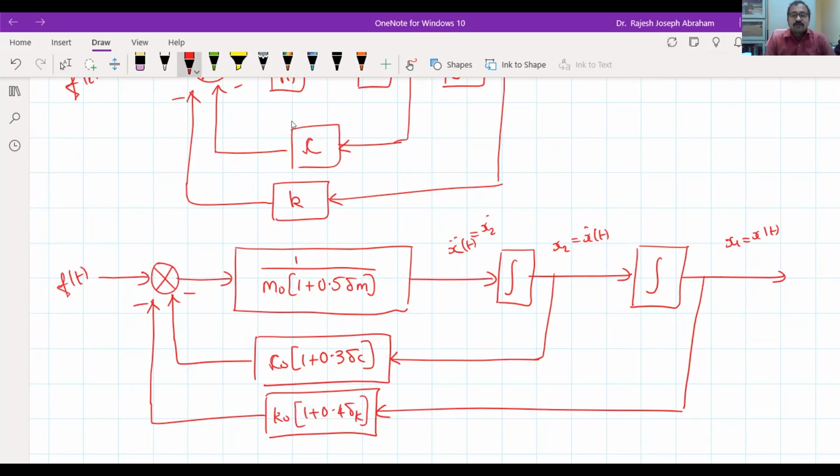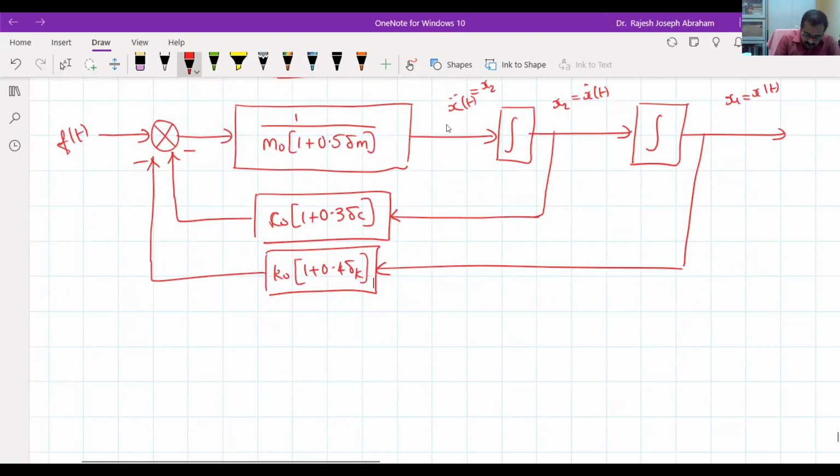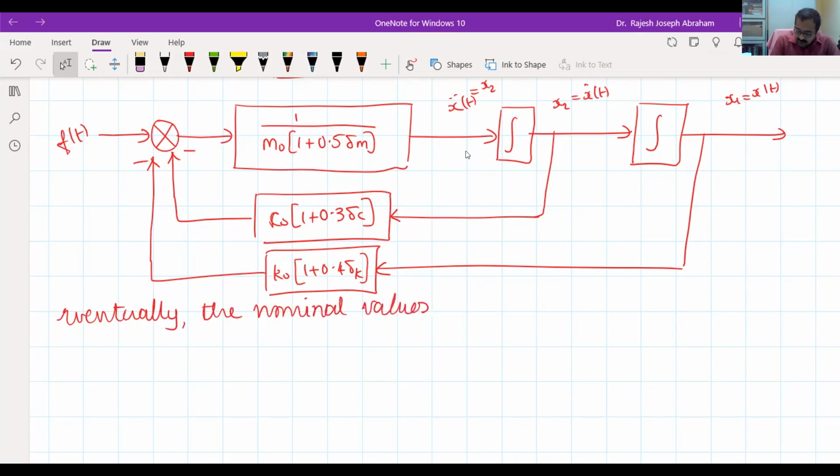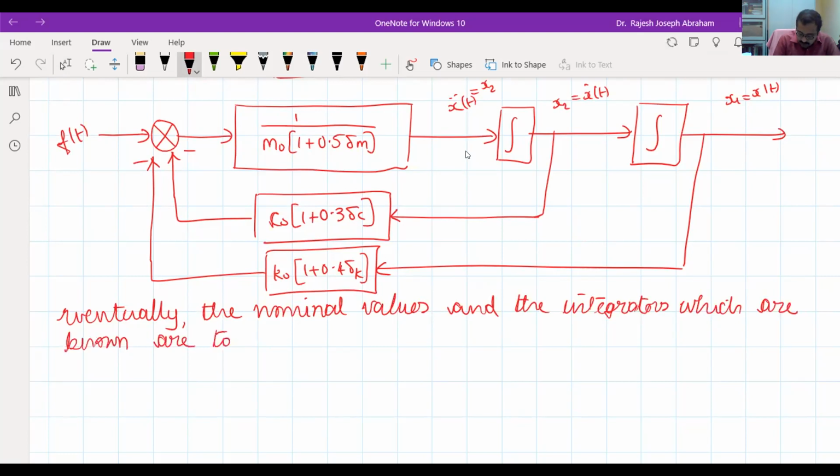How to do that? We have to go for LFT. So what next? Eventually, the nominal values and the integrators, which are known, are to be separated from what is unknown.